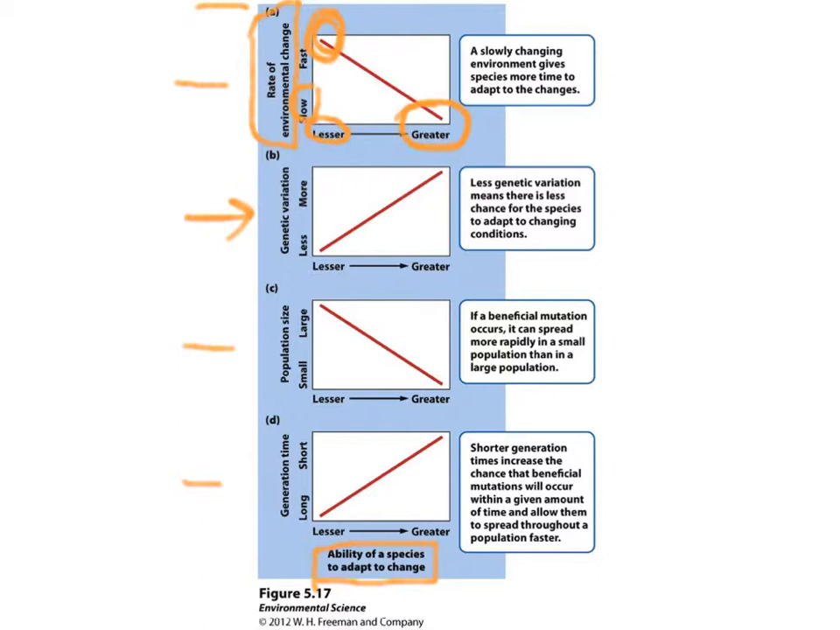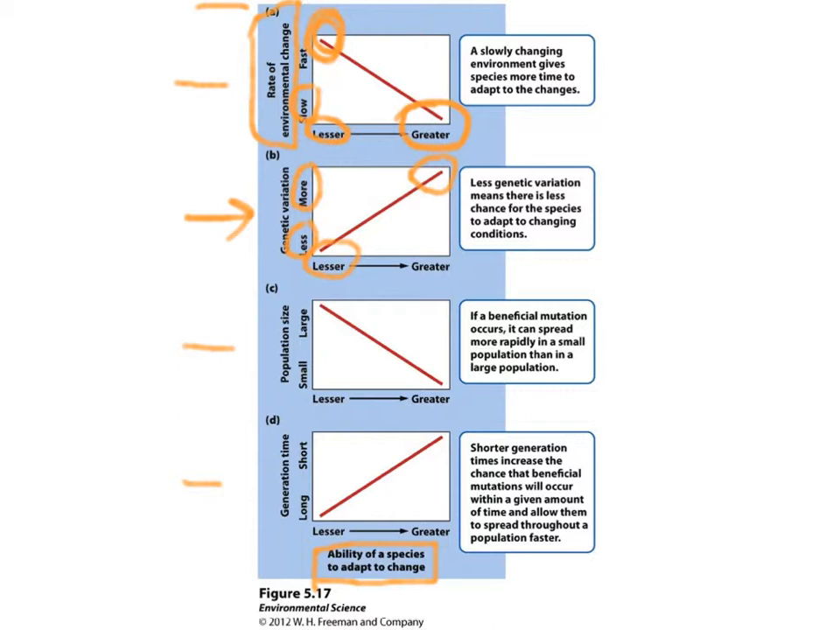Another factor determining pace of evolution is genetic variation. And so less genetic variation means there's less chance for the species to adapt to change. So as we see here, with less genetic variation, there's a very small chance for the species to adapt to change. The more genetic variation, so high genetic variation, there's a greater chance for the species to adapt to change. So we want very high genetic variation, not low genetic variation.